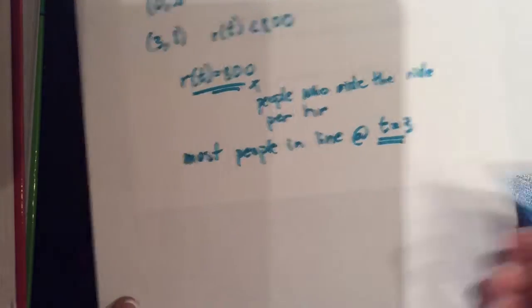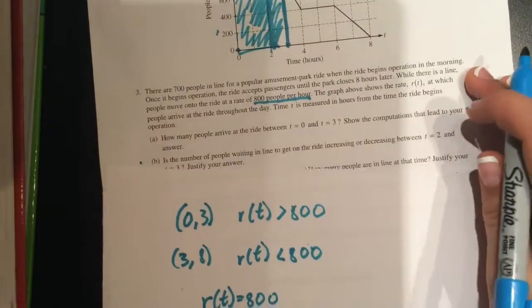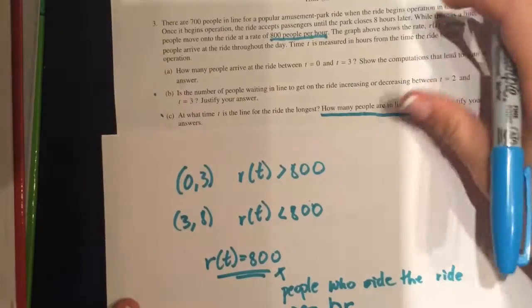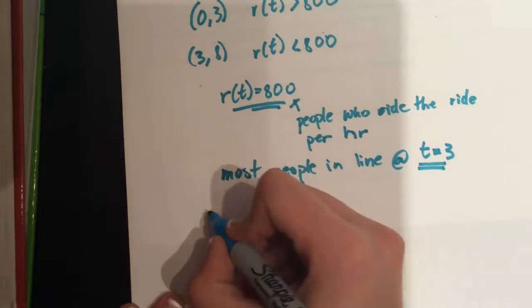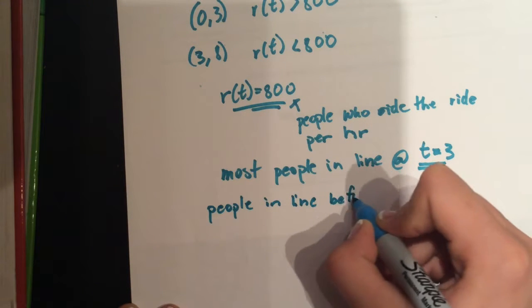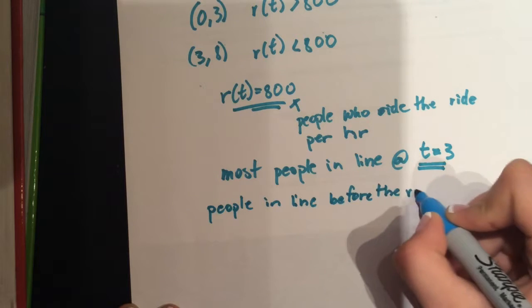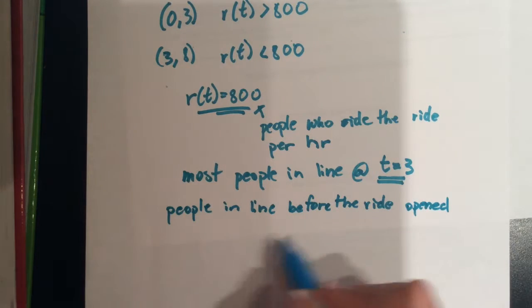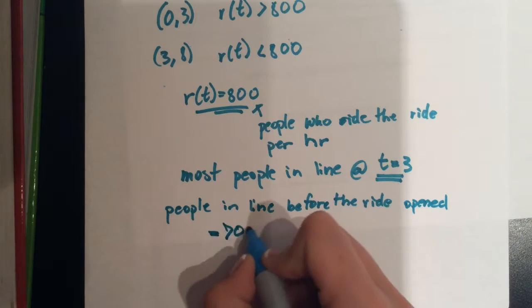So now we need to find the number of people who are in that line at t equals 3. It's in the question right here: how many people are in the line at that time? At time t equals 3, there are a couple of different components we have to think about. First, the people that were in the line before the ride even started. That was given to us in the initial problem, and that's going to be 700 people.